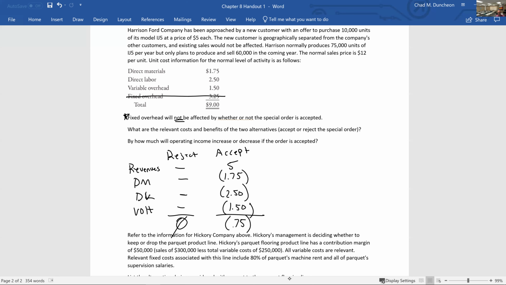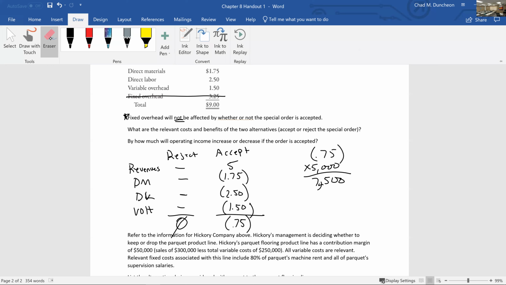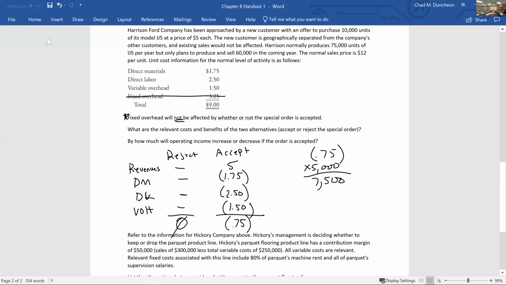So how much will operating income increase if the order is accepted? 75-cent loss per unit times 5,000 units. It's a $7,500 loss. So we would not want to accept that special offer.